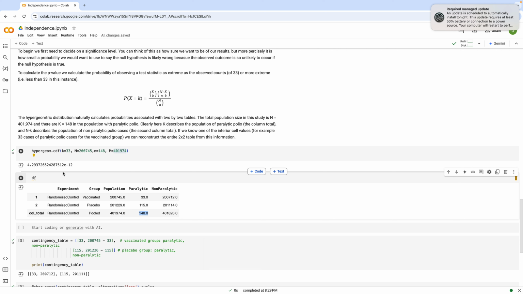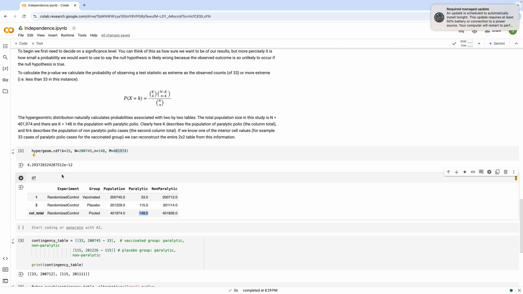So observing the given data would be extremely unlikely if we just happened to randomly assign them to that group. We shouldn't have 33 if the null hypothesis was true. It would be something more like half; we'd expect to get half of the paralytic polio cases. Because this isn't consistent with the null hypothesis, in the language of statistics we'd reject the null in favor of the alternative and conclude that the vaccinated group must affect the chances of paralytic polio, because having only 33 wouldn't be consistent with what we see if the null hypothesis were true.